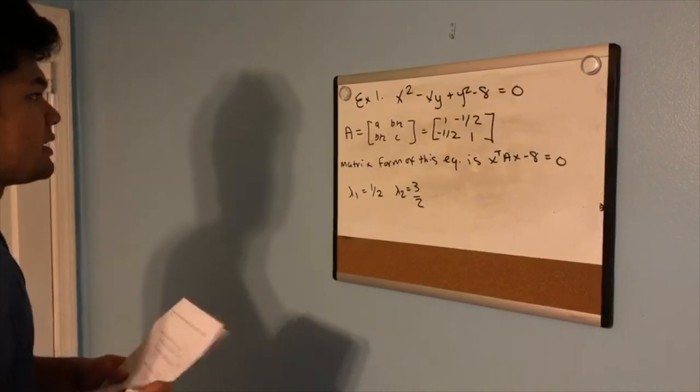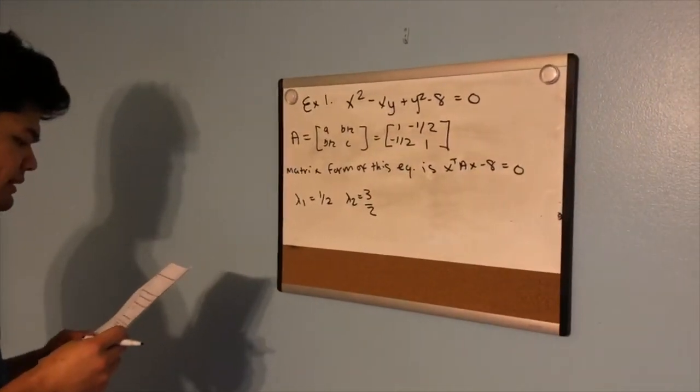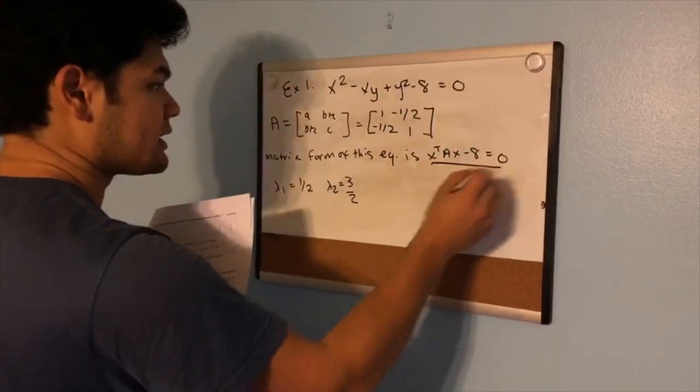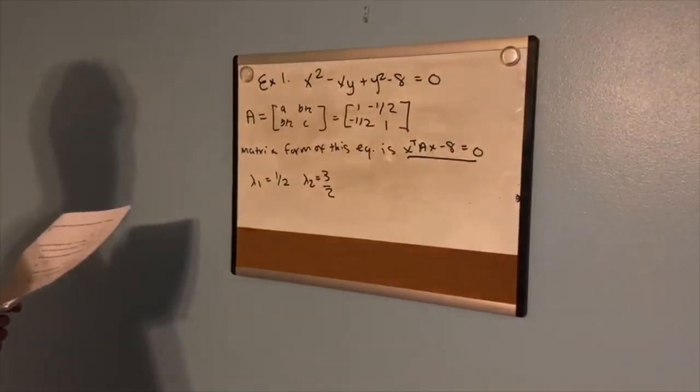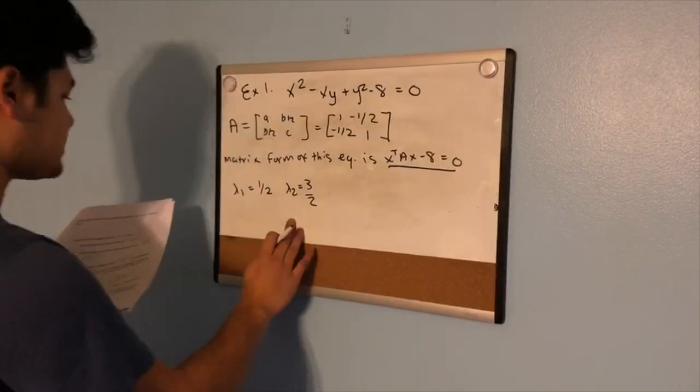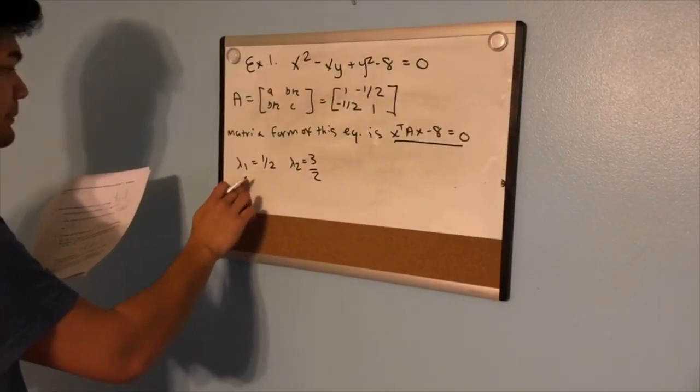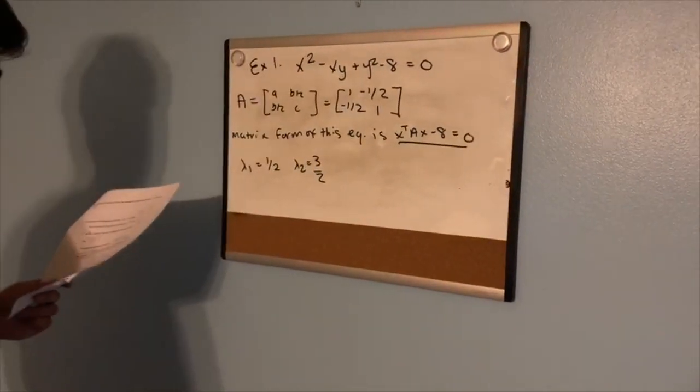So first, we obtain the matrix form of this equation, which is given by x transpose Ax minus 8 equals 0. And we then calculate the eigenvalues, and so if you use a calculator or an online system, you'll get lambda 1 equals 1/2 and lambda 2 equals 3/2.